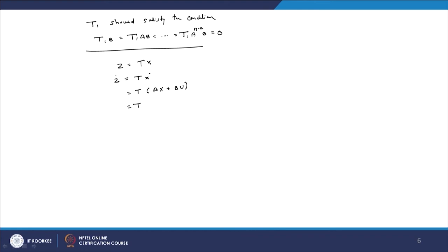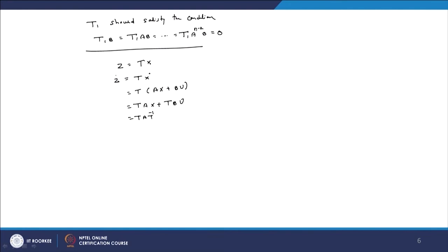Now, here we can write this as t a x plus t b into u. This x is a function of z, so we can write x equal to t inverse z. So we will get t a t inverse z plus t b into u, and now this t a t inverse we can write as a c into z, and here b c into u.